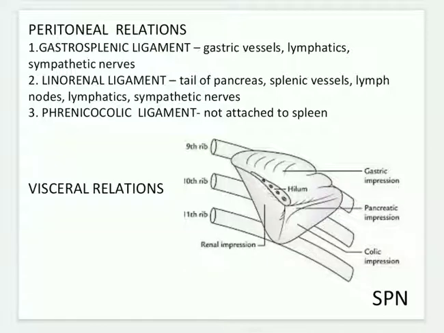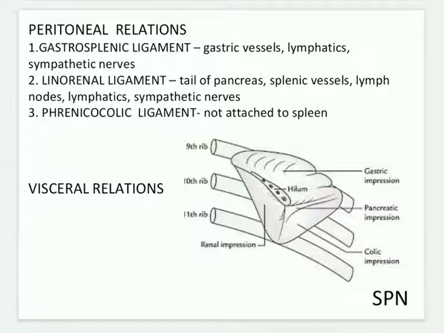Next, visceral relations. It is related to some impressions and to the ribs. As you can see, the gastric impression is for the fundus of the stomach, and it lies between the superior and intermediate border. The renal impression represents the left kidney, between the inferior and intermediate border. Next, the colic impression is for the splenic flexure of the colon, joining the anterior end of the spleen. Next, the pancreatic impression is for the tail of the pancreas, between the hilum and the colic impression.